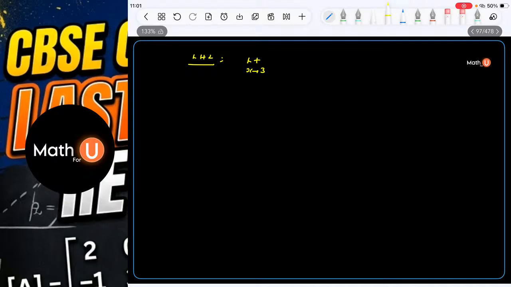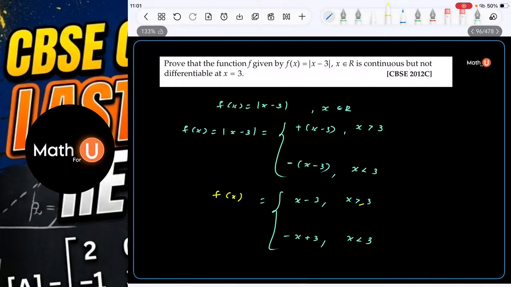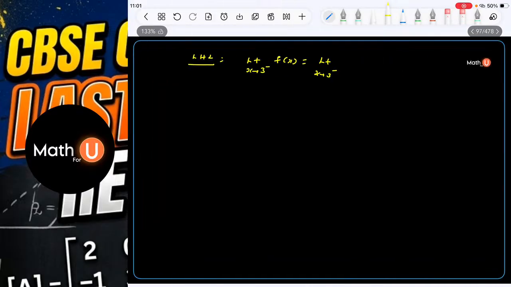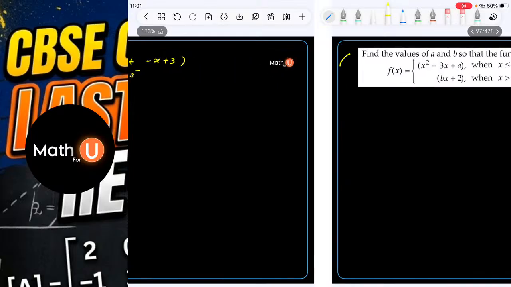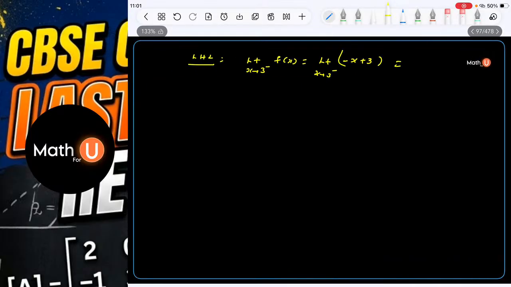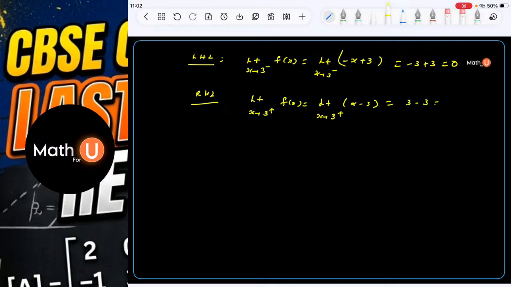Okay, limit x tends to 3 minus f of x. What is the function for less than 3? This is the function, minus x plus 3. Wherever the x is there, replace with 3, we get minus 3 plus 3, 0. Okay, RHL: limit x tends to 3 plus f of x. What is the function? x minus 3. Replace x with 3, we get 3 minus 3 equal to 0.